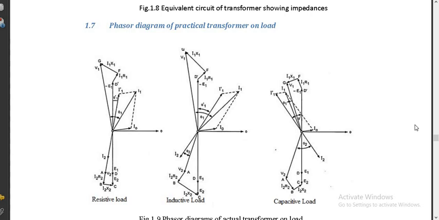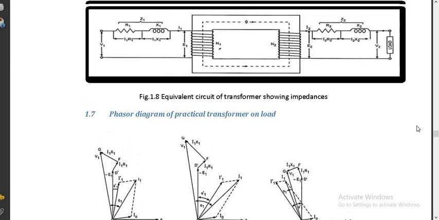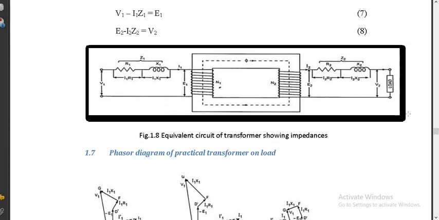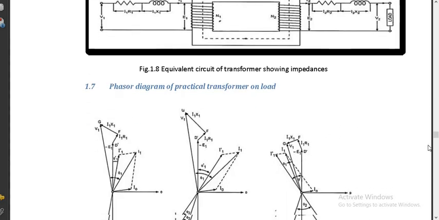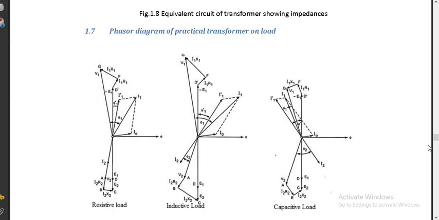Then you can see I2 R2 plus j I2 X2 is shown as I2 Z2, so that we can satisfy the eighth equation, V2 plus I2 Z2 should be equal to E2. For that you can see I2 is taken just lagging behind E1 and E2. And you can show the rest of the things.